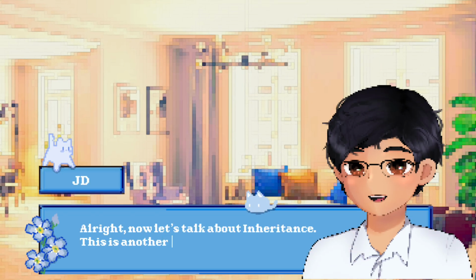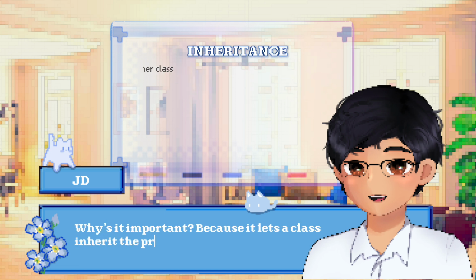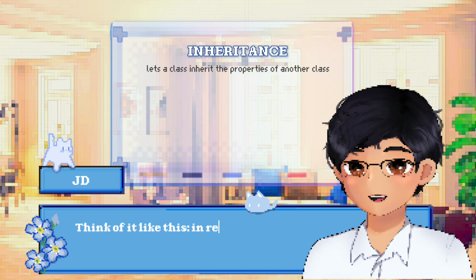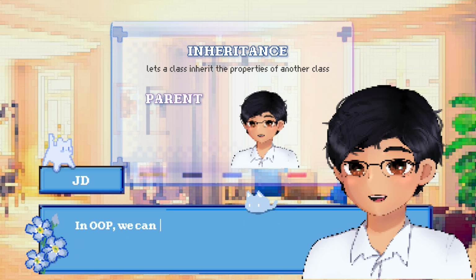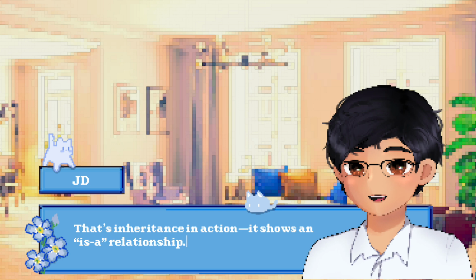Alright, now let's talk about inheritance. This is another core concept of OOP. Why is it important? Because it lets a class inherit the properties or methods of another class. Think of it like this. In real life, I inherited my eyes from my mom and my hair from my dad. In OOP, we can picture that as having my eyes and my hair methods passed down from different classes. That's inheritance in action. It shows an is-a relationship.